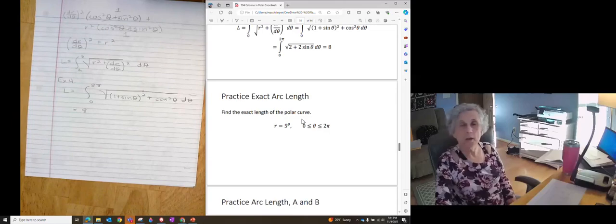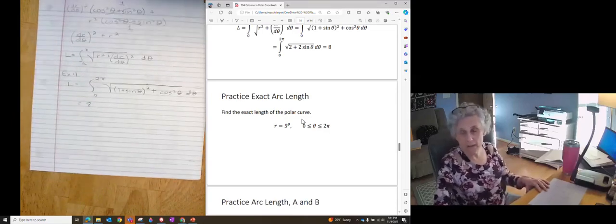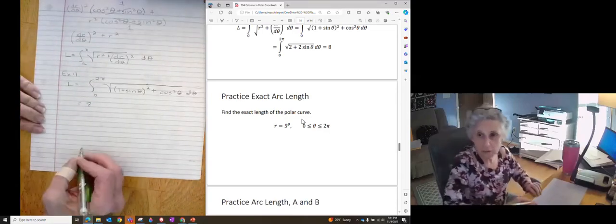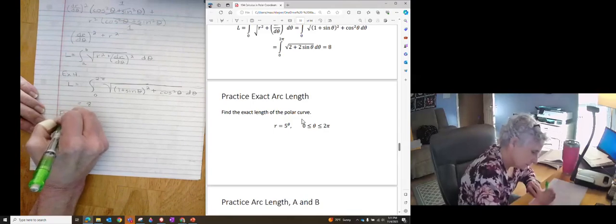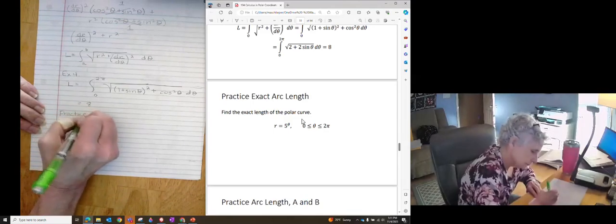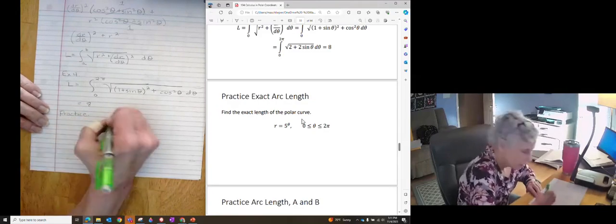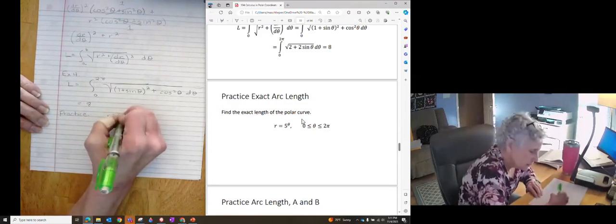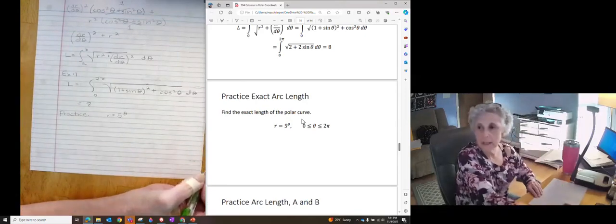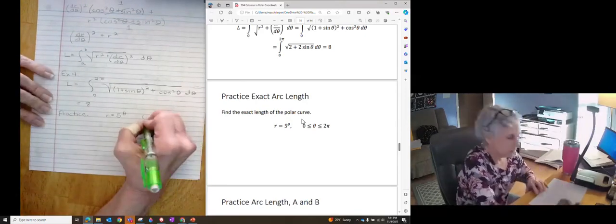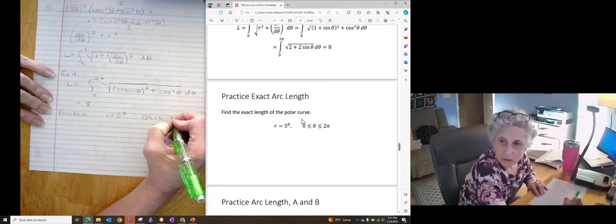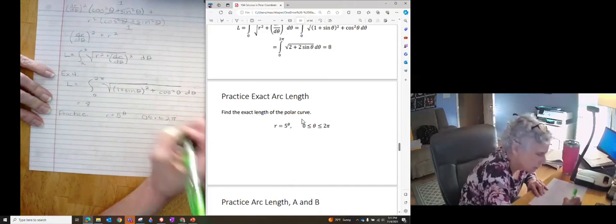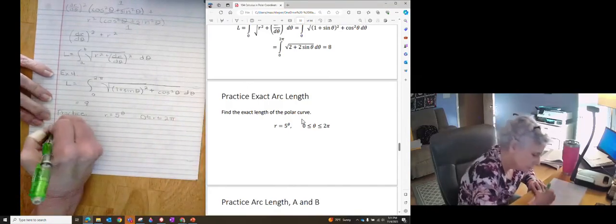Okay, let's try one where we have to do an exact arc length, which means you have to integrate by hand. So, practice. r is equal to 5 to the theta. Now this one we're given our limits of integration, because r equals 5 to the theta is a spiral, I believe. I'll graph it in a moment and we'll check it out.